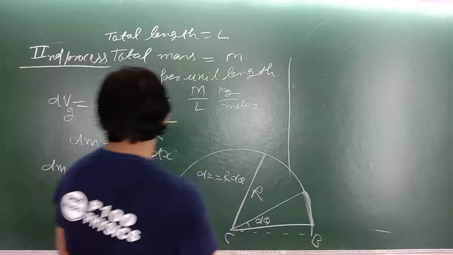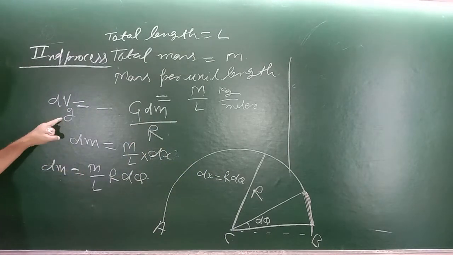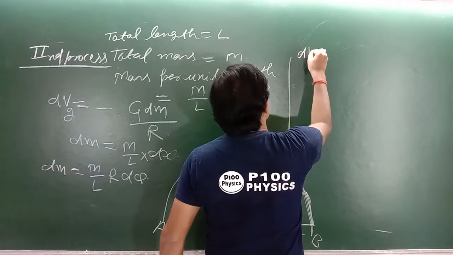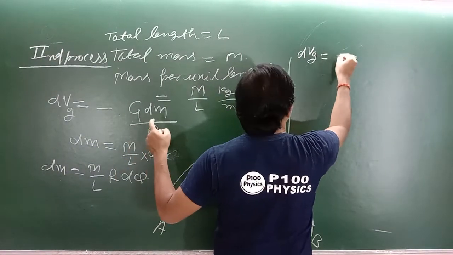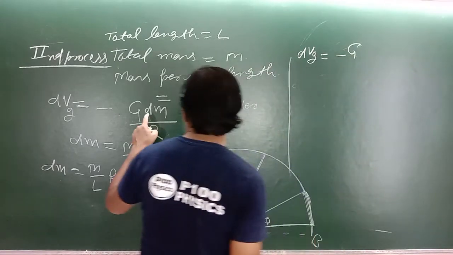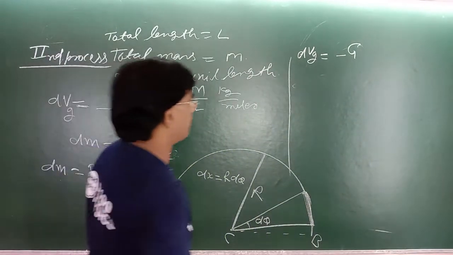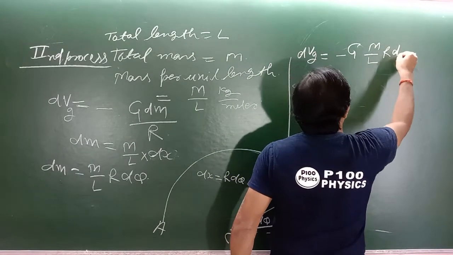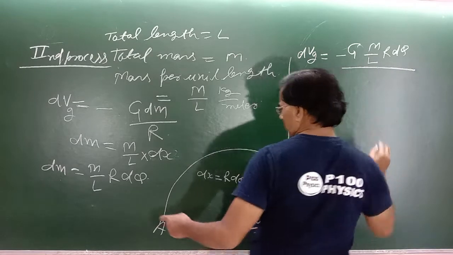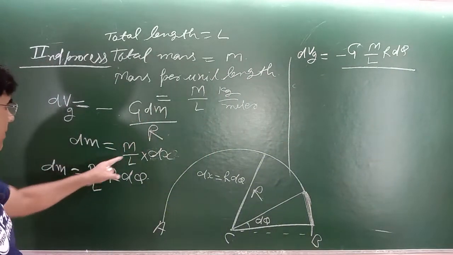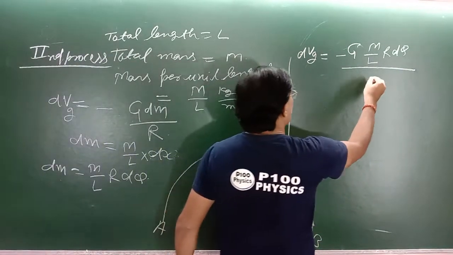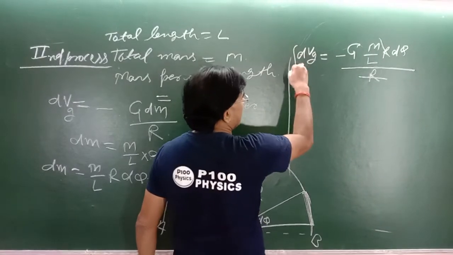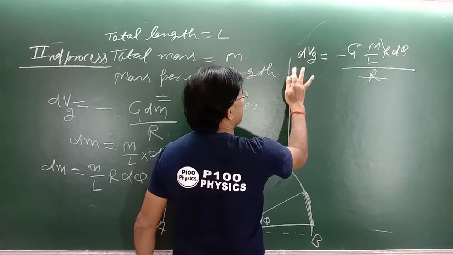Now, since dm is here, putting the value of dm in equation number 1, dVg equal to minus G dm equal to m by L r d theta upon what is here? Upon r. R and R become cancelled.